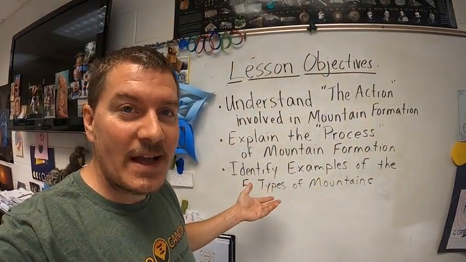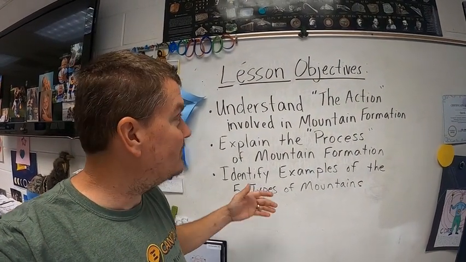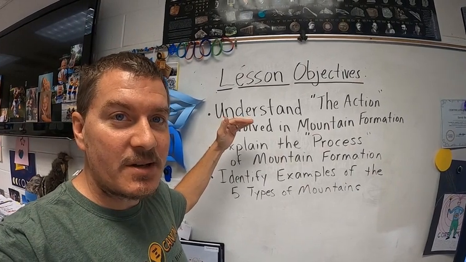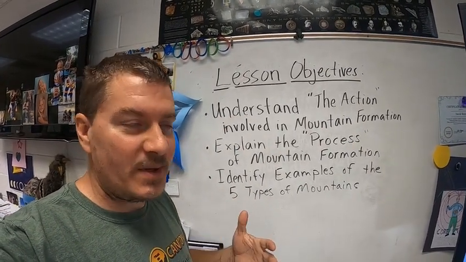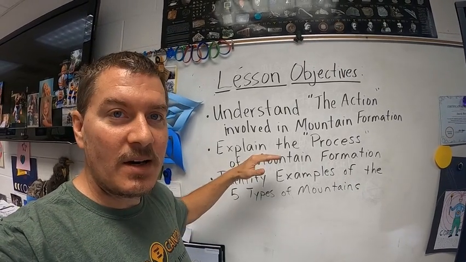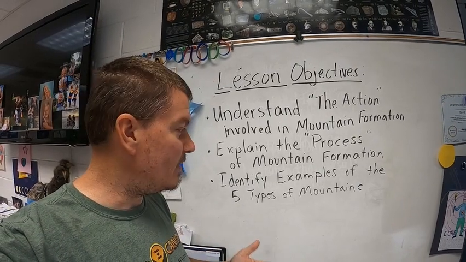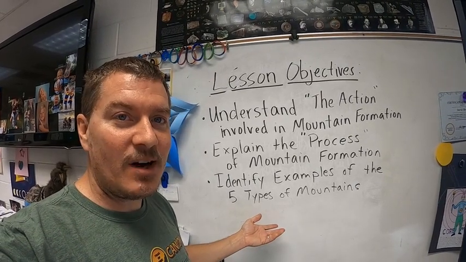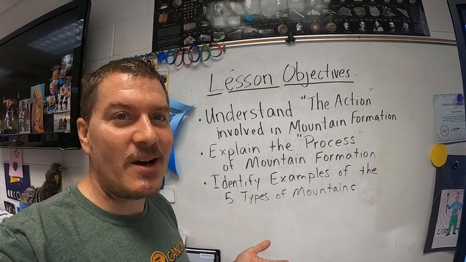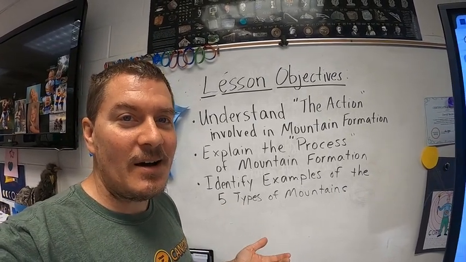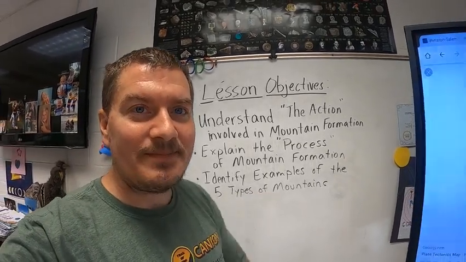So we'll go over the lesson objectives for this lesson. This lesson is about mountain formation. Our first step is going to be to understand what kind of actions are involved in the forming of these mountains, what kind of movements are involved. Then we're going to move on to the step-by-step process of each type of mountain forming. And then we'll try to finish off with my favorite part, probably, the examples of mountains that we could go visit, that we could climb, we could explore, we could enjoy in different places around the world.